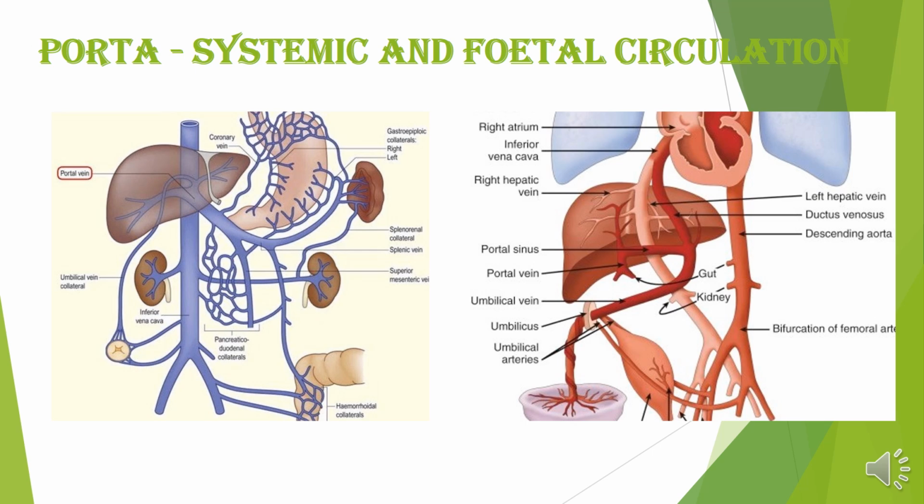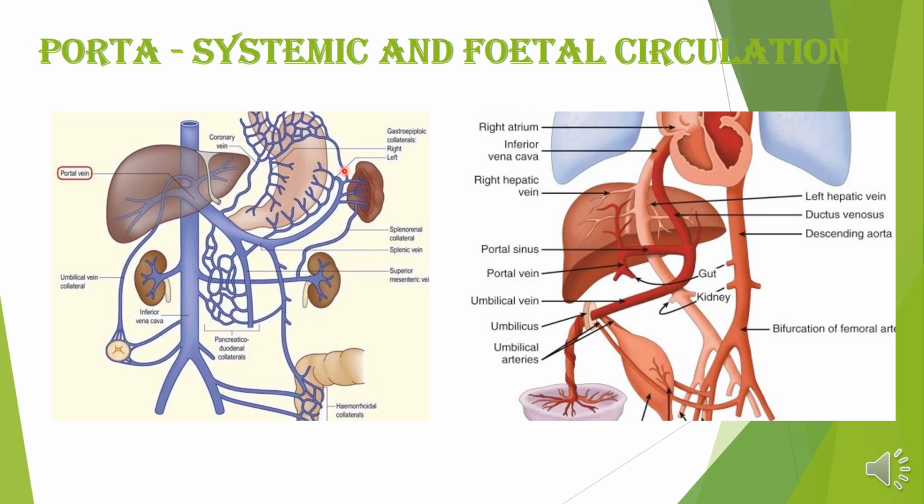So what happens in case of portal hypertension? In case of cirrhosis of liver, when there is back pressure change in the main portal vein, this pressure gets diverted towards the splenic vein, towards the superior mesenteric vein, and towards the inferior mesenteric vein. Due to these back pressure changes, multiple collaterals start opening up.